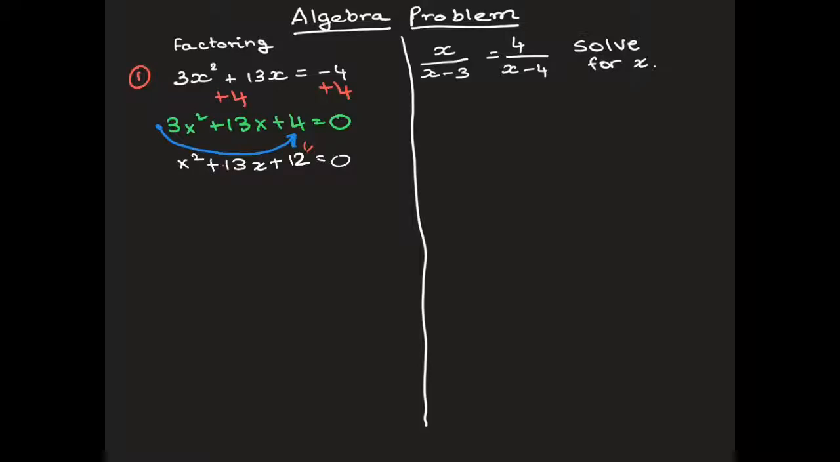So 1 times 12. That will be our first choice. And 1 times 12 is 12. 1 plus 12 is 13. So we've got our two numbers, 1 and 12. Just to be sure, we can check 3, 4. That doesn't work. And 6 and 2. That also doesn't work. So we have confirmed that our two numbers are 12 and 1. Those are our two numbers.